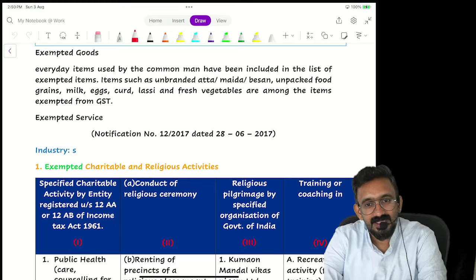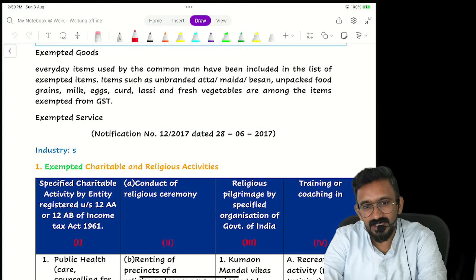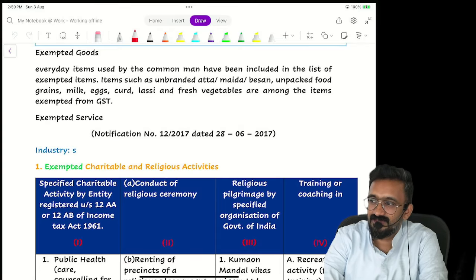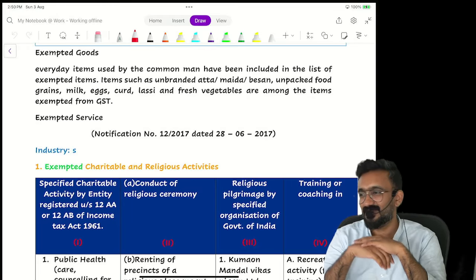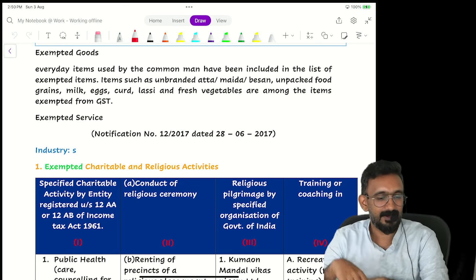RCM also has a very similar structure, right? RCM is applicable for goods and services, but we learned only services. I said goods we will learn in CA Final. Exempted goods we will learn in CA Final also. You will learn from Google. That's not part of your CA syllabus at all. Either CMA, it's not part of the syllabus at all.